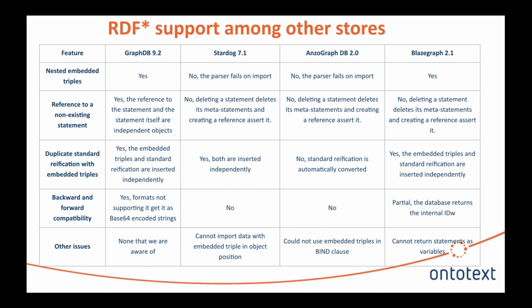In Anzo Graph, the bind statement does not work. There is a specific way SPARQL bind operator should work, and this is part of the RDF star paper. And obviously BlazeGraph cannot return statements as variables and other things. So I'll be happy if other vendors comment on this table and help us improve it. But this is really some sort of an expectation that RDF star is still not a major standard. Let's hope that this will become a major standard. And there are some small deviations between the different RDF stores that support it and how they do this.